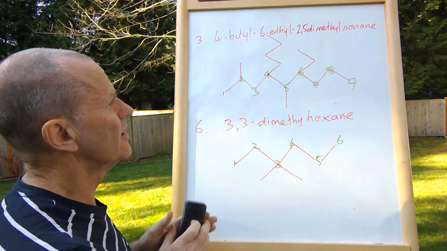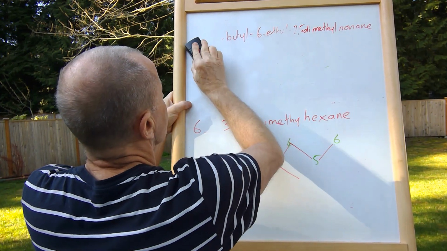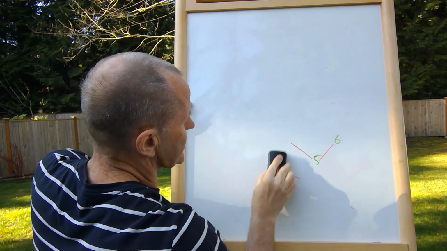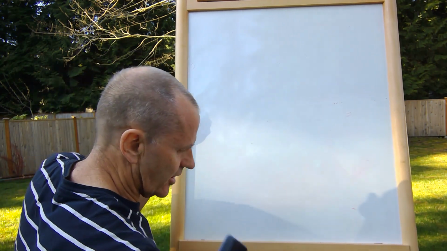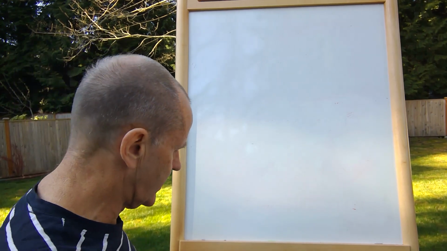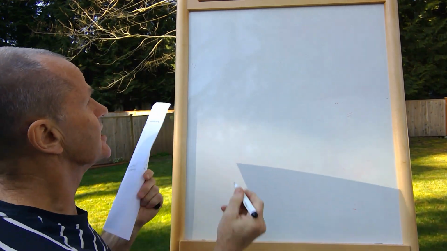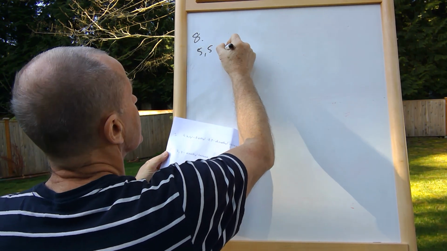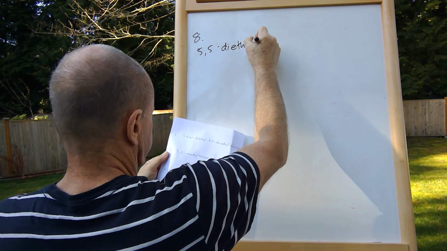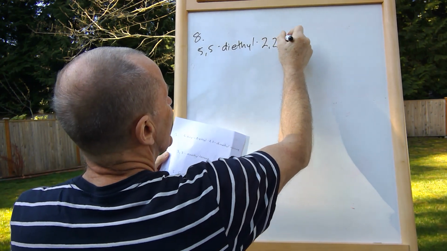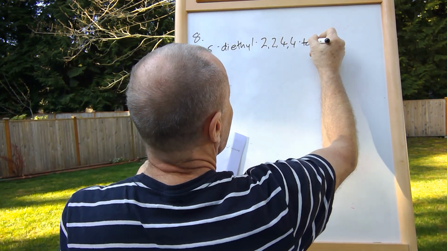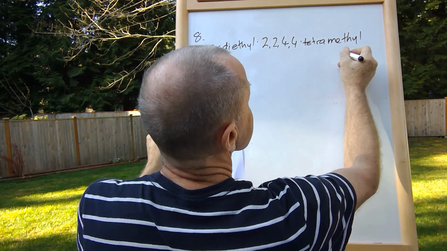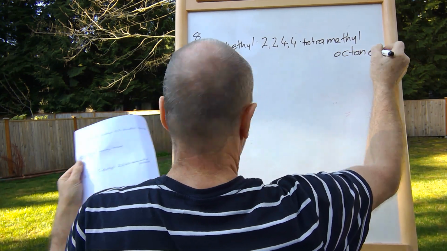And just one more that people contacted me as having problems with, or when they've handed up their work already, I've noticed that they've been getting these slightly wrong. And just one more, and it looks utterly horrible, and it's this. It's number 8, and it's 5,5-diethyl 2,2,4,4 tetramethyl, and I haven't got room to write octane there.